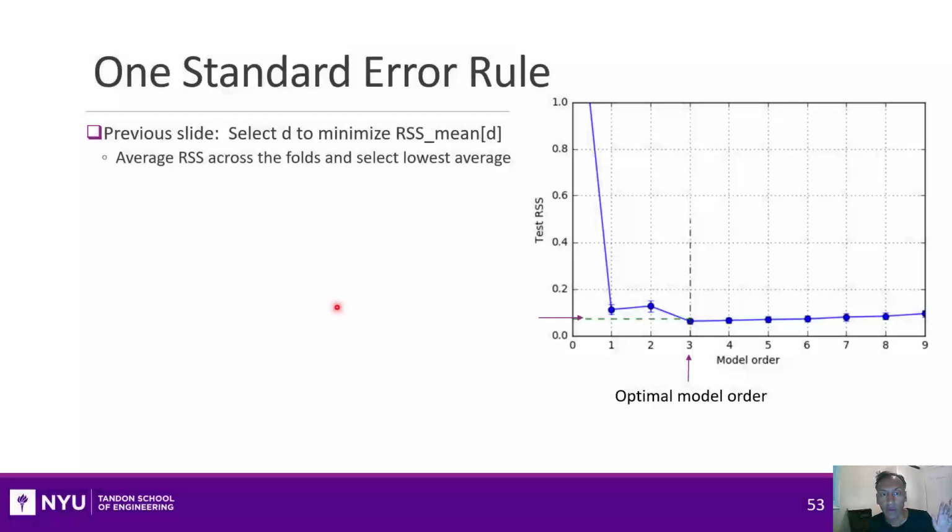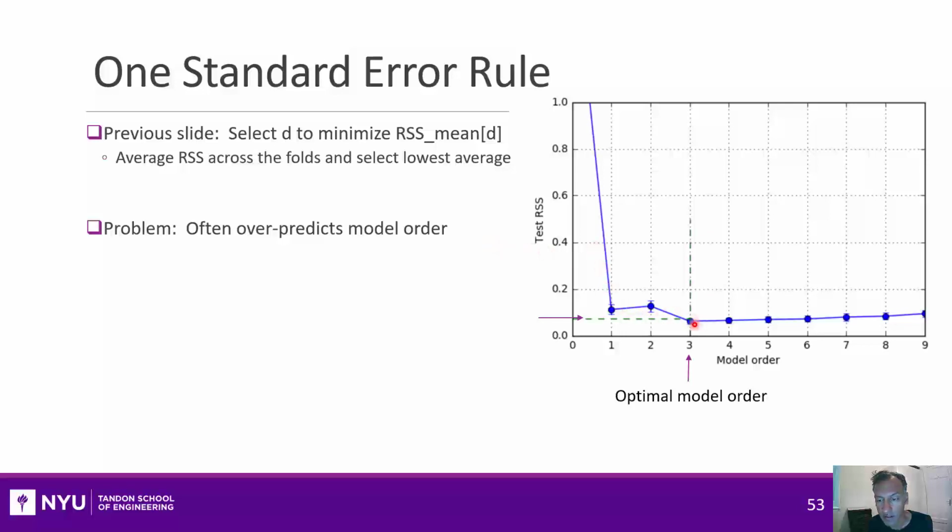Okay, so what we just saw was that when you're doing k-fold validation, you take the average score, let's say the RSS, you average it across all the folds, and then you select the model order which provides the lowest average. Now, one problem with this is that it sometimes might slightly over-predict the model order.